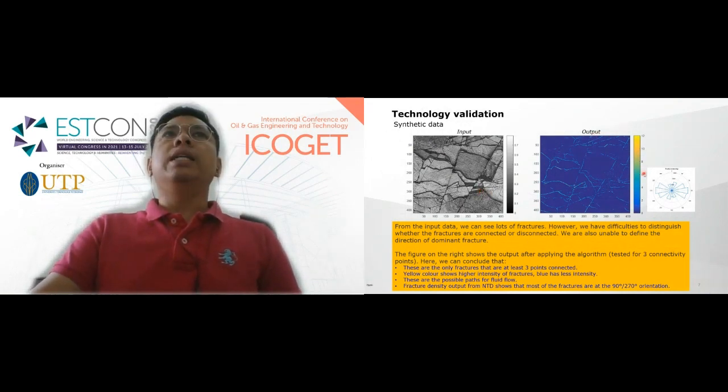And these are the outputs from the NTD. From here, we can conclude that these are the only fractures that have at least 3 points connected. Yellow color shows a higher intensity of fractures, while the blue has less intensity. And these are the possible paths for fluid flow. And this is the fracture density output from the NTD, which shows that most of the fractures are at the 90 degree and 270 degree orientation.